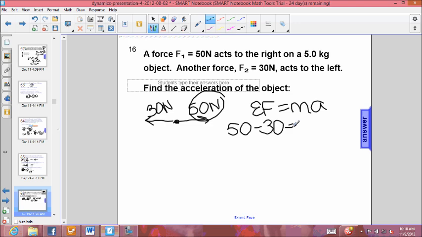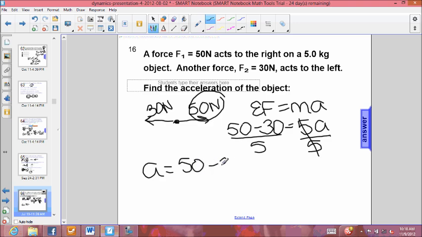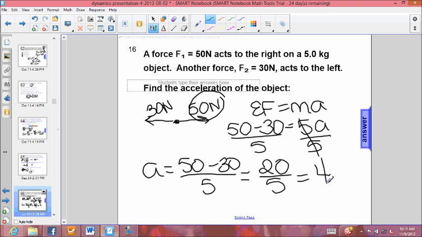equals, and in this case our mass is 5, and we are looking for a. To get a by itself, we divide by 5, divide by 5, cancel that out. So now a equals 50 minus 30 over 5, which equals 20 over 5, which equals 4 meters per second squared.